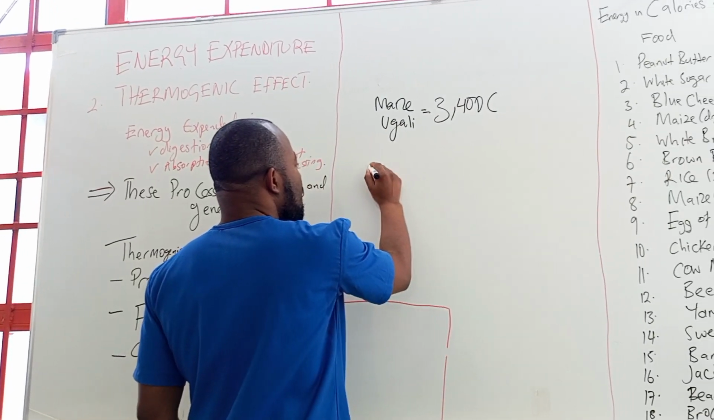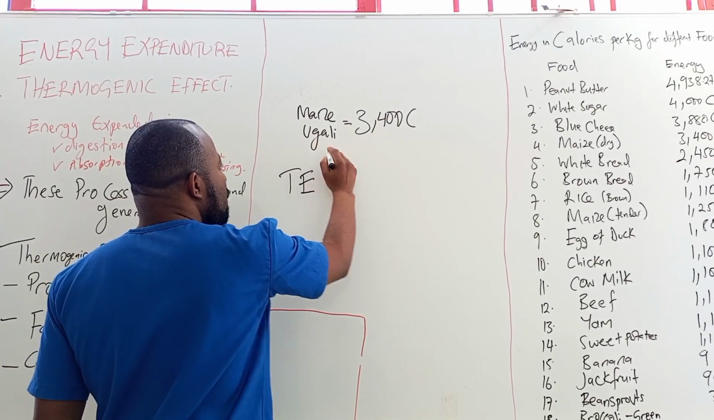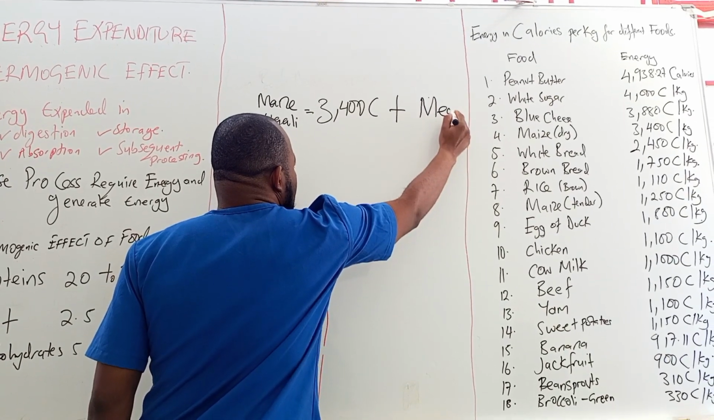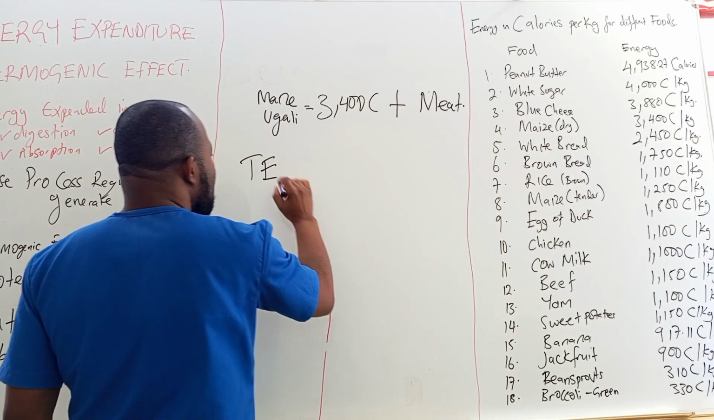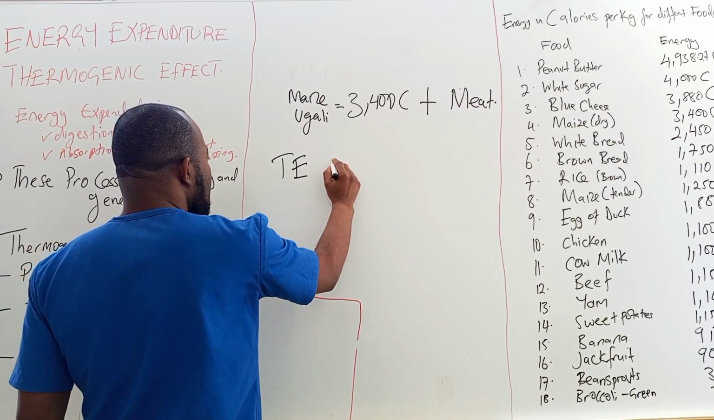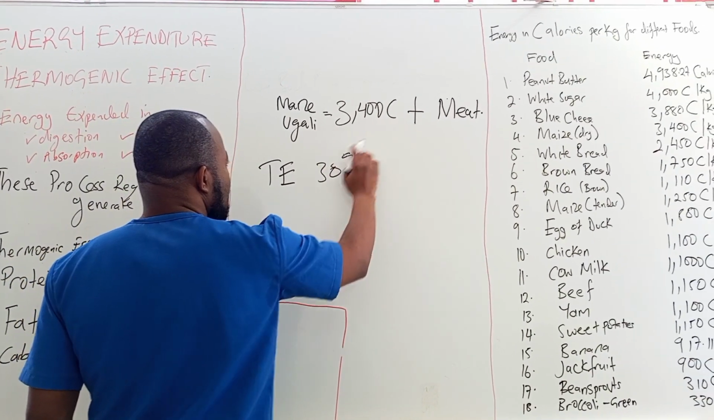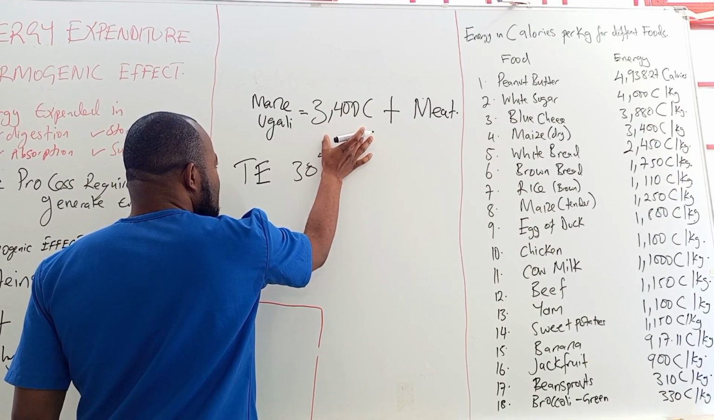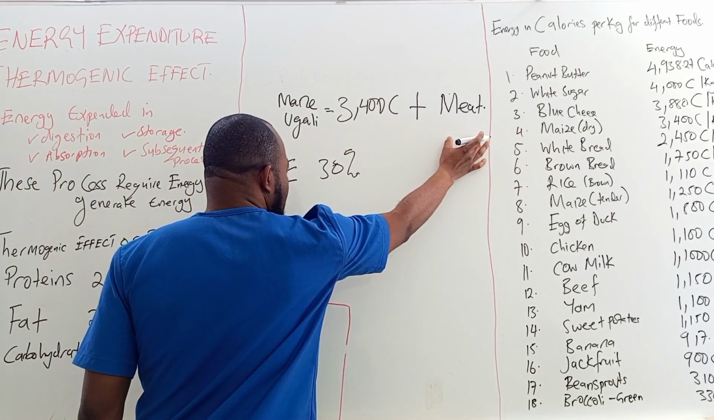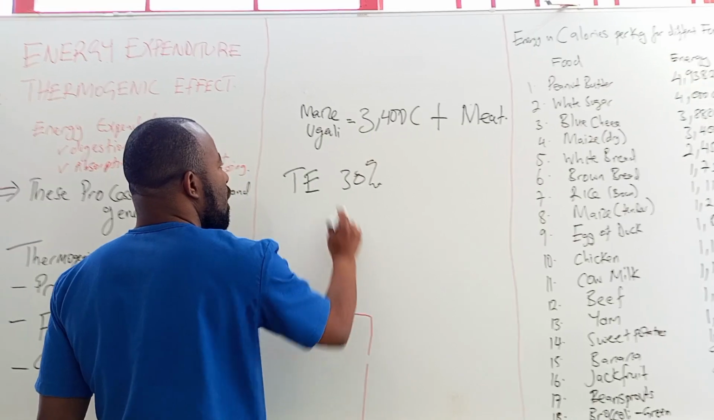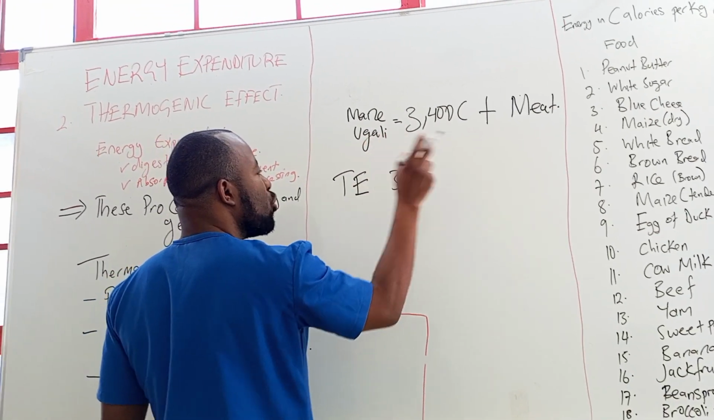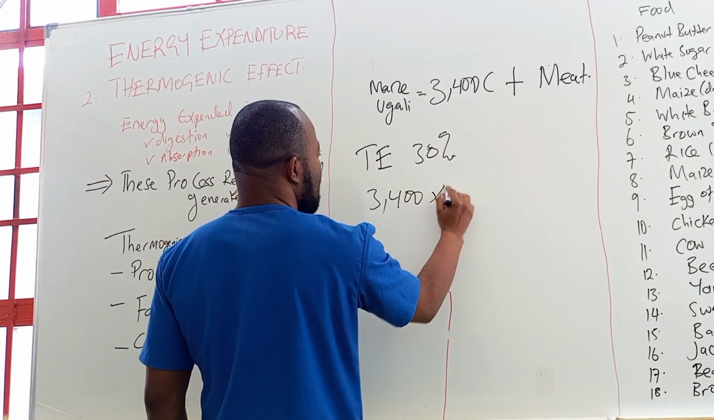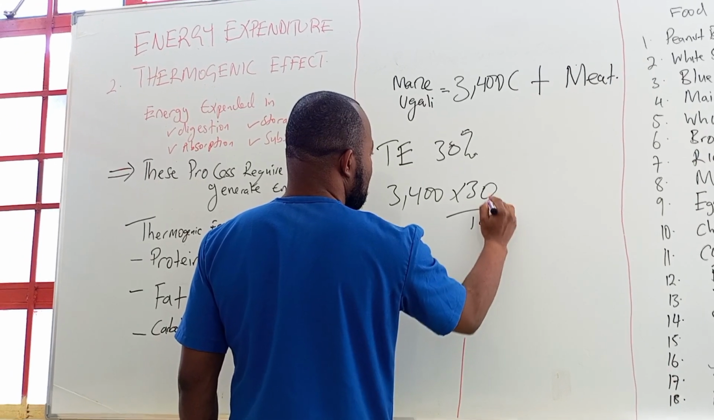That means the thermogenic effect, if you have eaten ugali plus meat, the thermogenic heat will be 30% of this energy. Now let's only consider the maize, the energy in maize. Let us first ignore the energy that meat contributes. So how much is the protein going to deduct from the energy? 3,400 times 30 divided by 100.